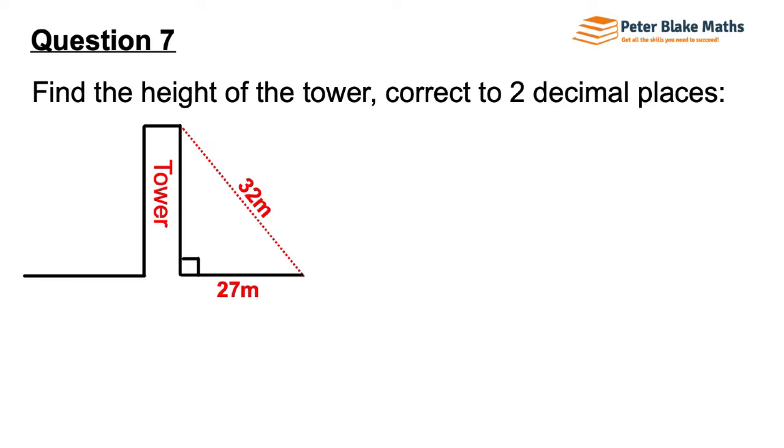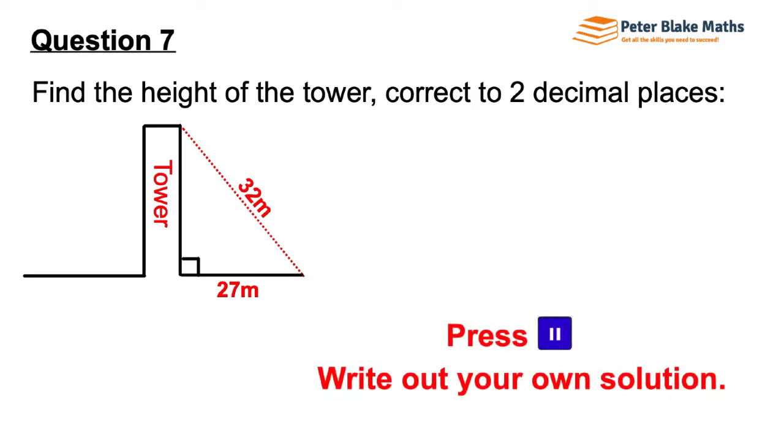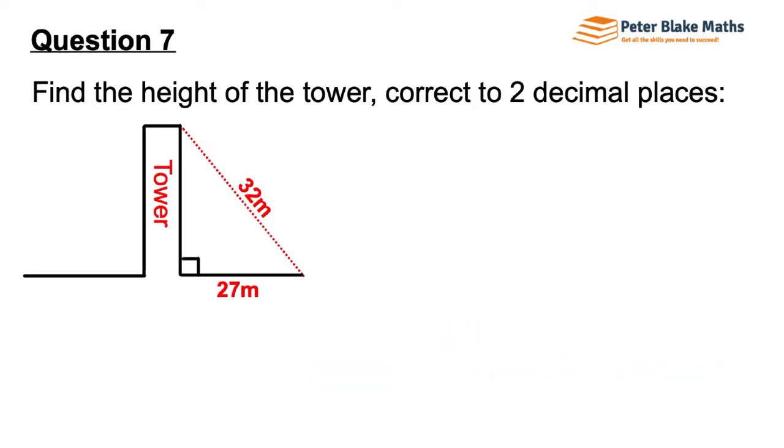Question 7. Find the height of the tower correct to 2 decimal places. Alrighty, so we've got the height of the tower indicated by H there. We have some sort of cable there, or a bit of a diagonal happening of 32 meters on the red dotted line. And we've got a base of a right angle triangle there of 27 meters. So we can work backwards to find the distance from the bottom of the tower to the top of the tower, otherwise known as the height. And it would be a shorter side of a right angle triangle we're trying to find.